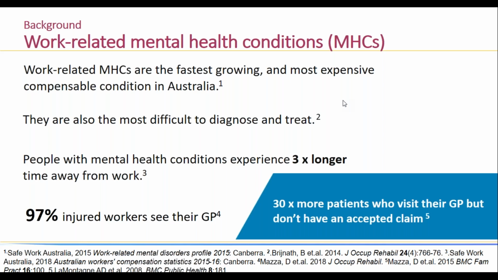In fact, it's estimated that for each patient with a successful claim, there are 30 patients who will see their GP who either don't submit a claim or whose claim is unsuccessful. Often, patients seek advice and guidance from their GP about navigating the system. Patients say that GPs are one of the most trusted sources of advice.